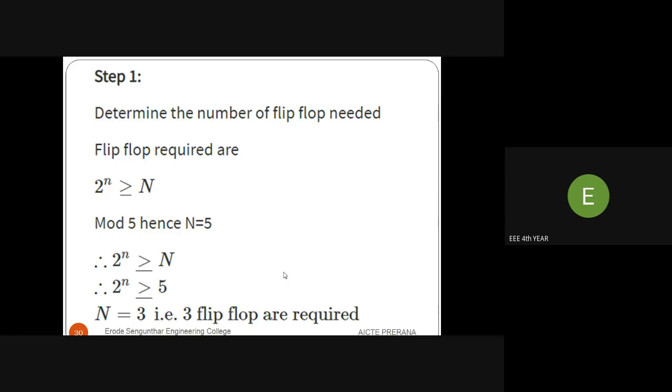Therefore small n is equal to 3. Here the capital N equal to 3 is wrong; small n is equal to 3. Therefore, the number of flip-flops required is 3. 3 flip-flops are required because small n is equal to 3.